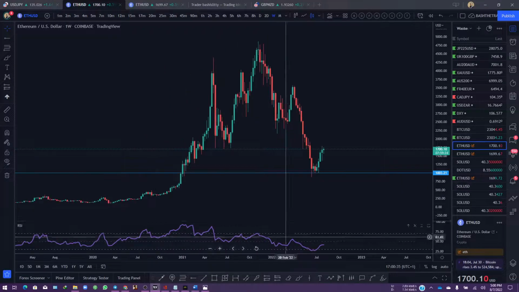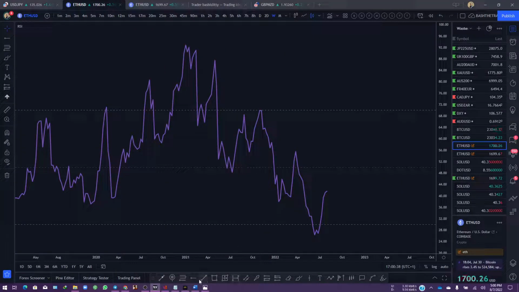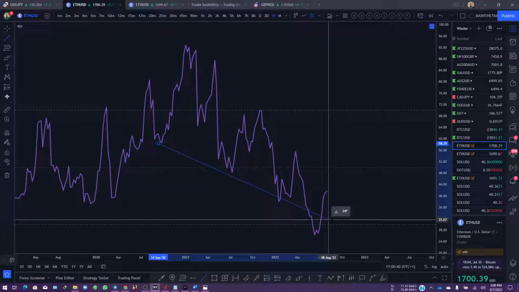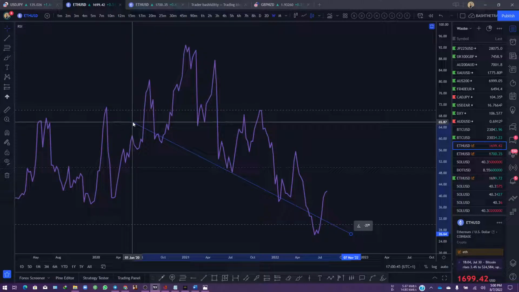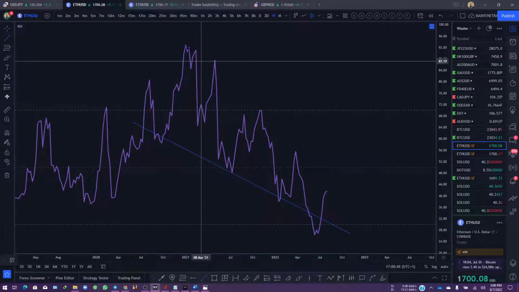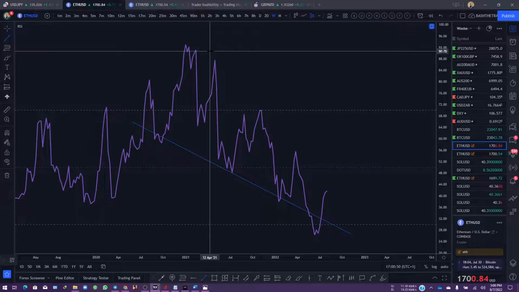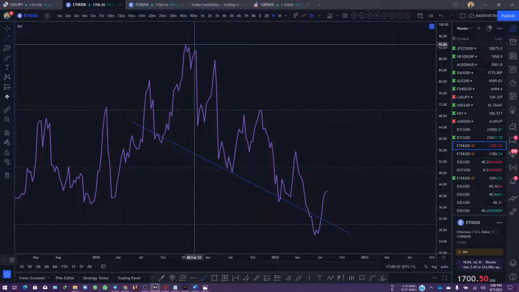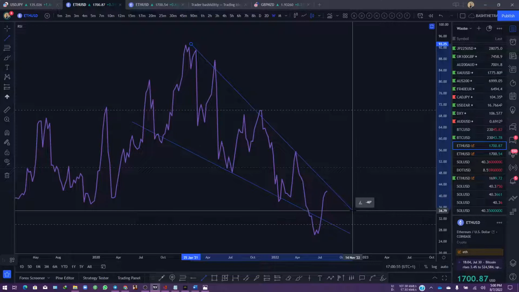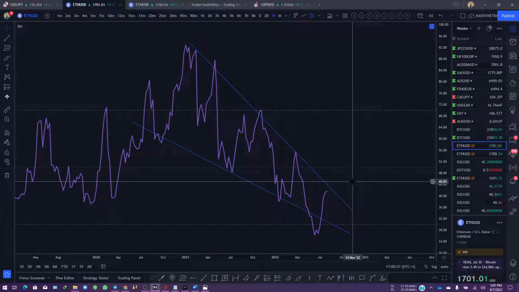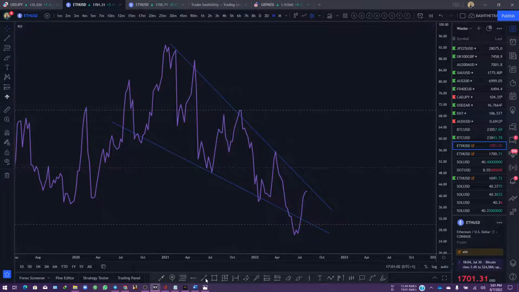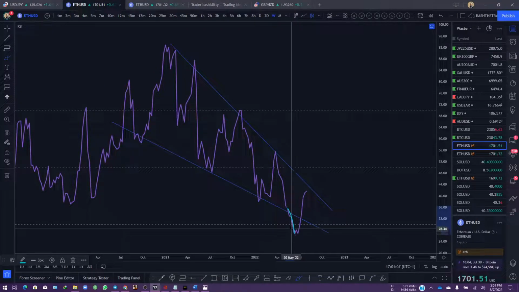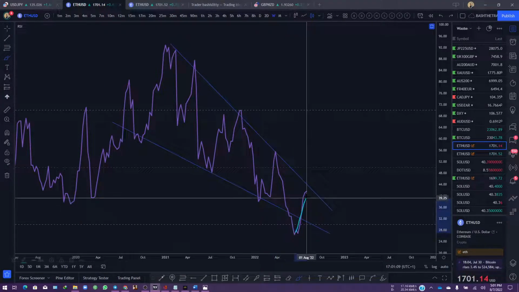So let's look at the RSI as well. We also have something similar on the RSI, right? You can see what we're talking about. We have the falling wedge, right? The same thing. The price structures of Bitcoin and Ethereum look almost the same, right? But it's different. So you guys see that. Check this out, guys. You see the dip, right? Look at the dip, and then price back into the channel.